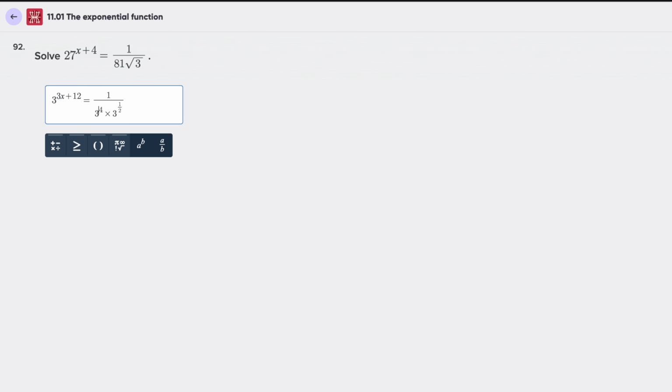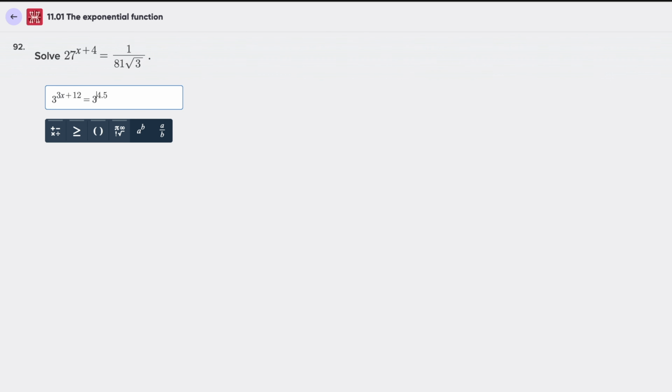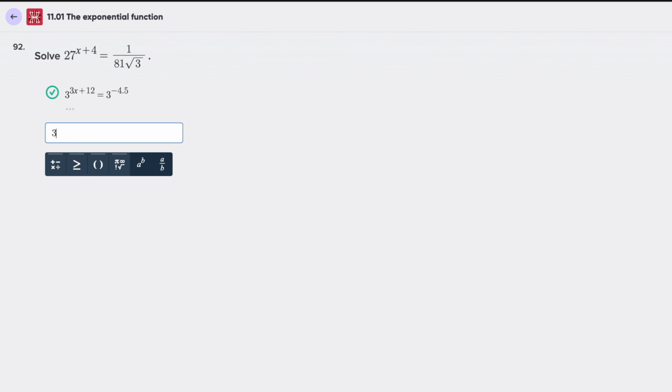Now we've got a situation here where we're multiplying with the same bases, so we keep the bases and add the exponents. 4 plus 1 over 2 becomes 4.5. 3 to the power of 4.5. Now 1 over something is the same as that thing with the exponent negated. So 1 over 3 to the power of 4.5 is the same as 3 to the power of negative 4.5. So now we have a new equation: 3x plus 12 is equal to negative 4.5.